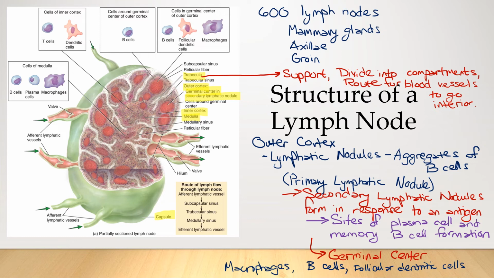So here on this picture on the left, we can see these cells in the germinal center of the outer cortex, the B cells, follicular dendritic cells, and macrophages. Cells around that germinal center are mostly going to be B cells. A little bit deeper in the inner cortex, we're going to see some T cells and then more dendritic cells. And then in the center of a lymph node in the medulla, we're going to have B cells and then plasma cells and macrophages.